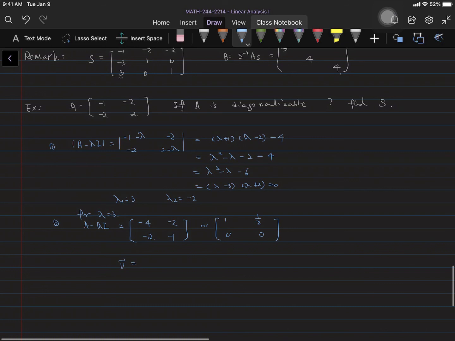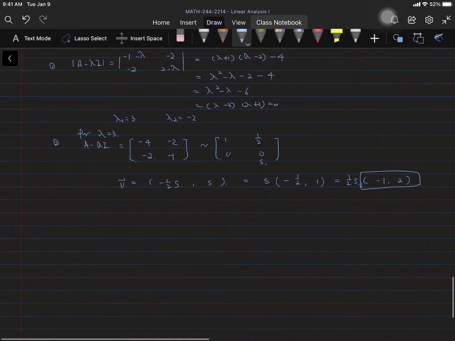Eigenvector. The eigenvector is going to be, the second is the free variable, and this is 1/2 s. Let's factor s out firstly: 1/2 and 1. And then I want to simplify this a little bit, so I want to write this as 2, 1, this way. So I want to keep this vector as V1.